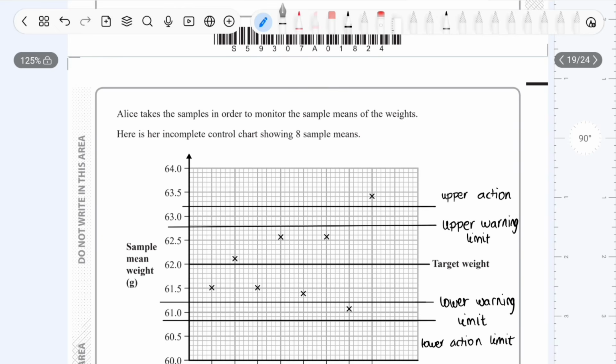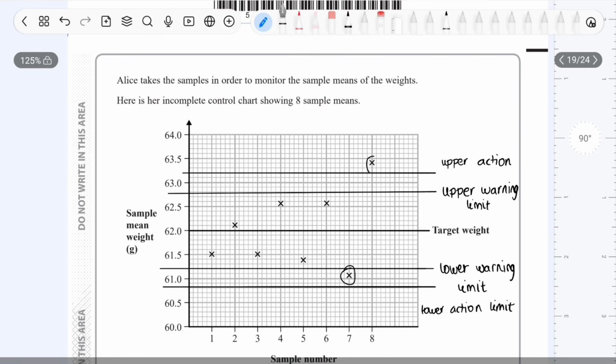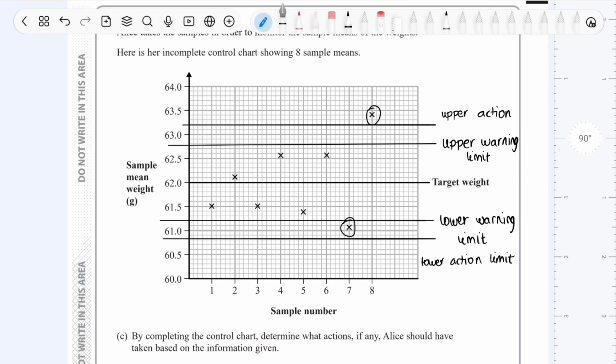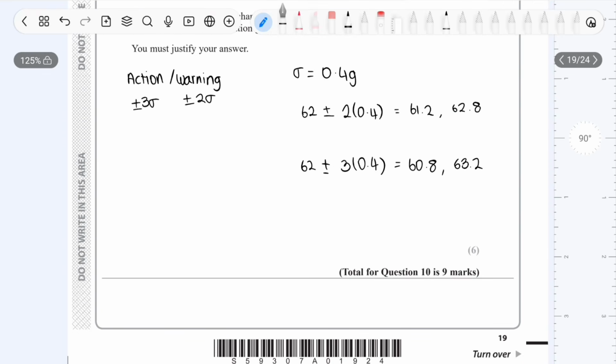So now, do we need to take any action? Well, we can see that this sample here, sample 7, is outside our warning line, but not outside the action line. And then this sample here, sample 8, is completely out of both the warning and the action line. So we have two samples we need to deal with here, and we need to do them in order, I'd say, makes the most sense.